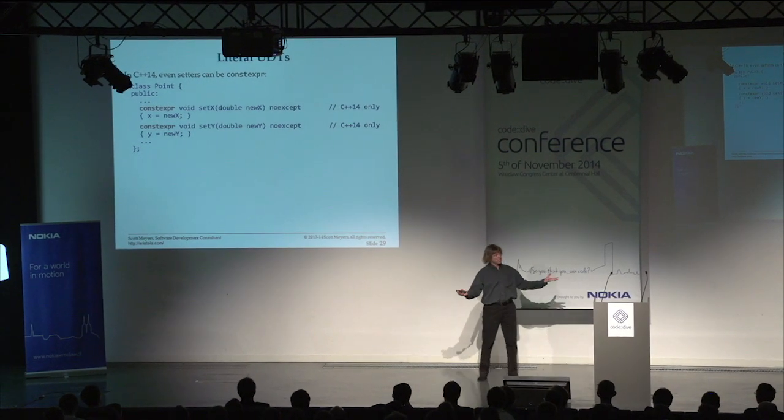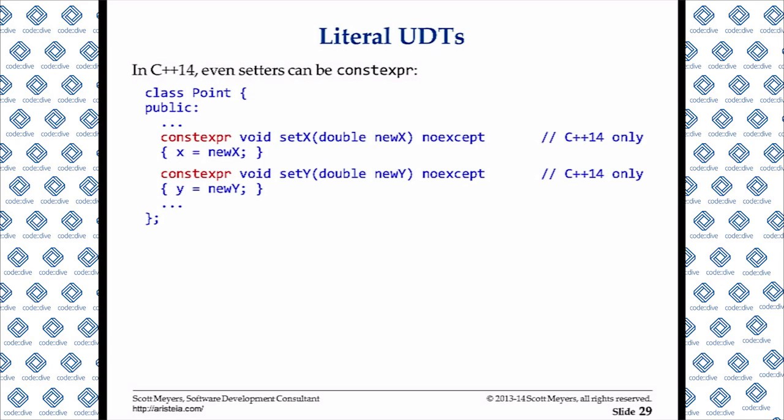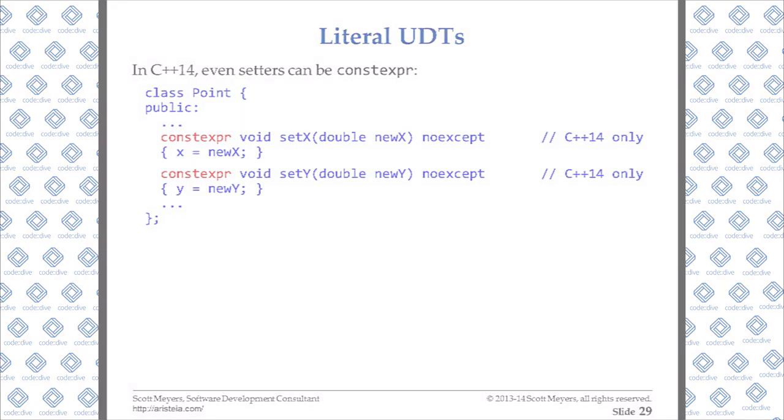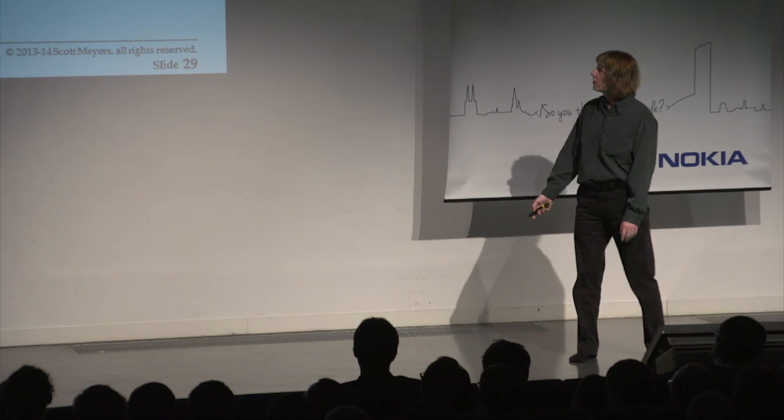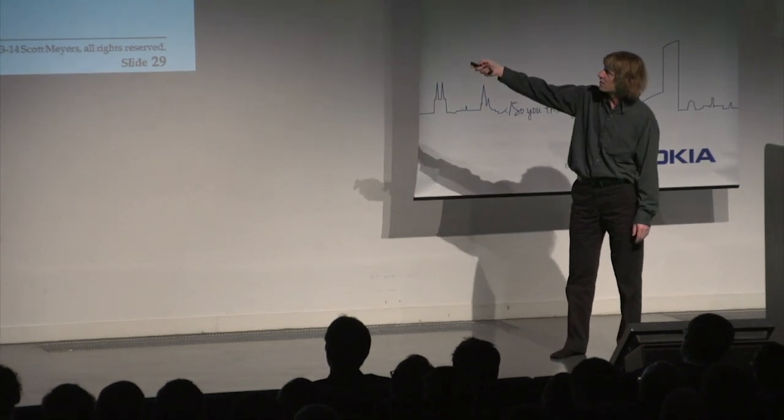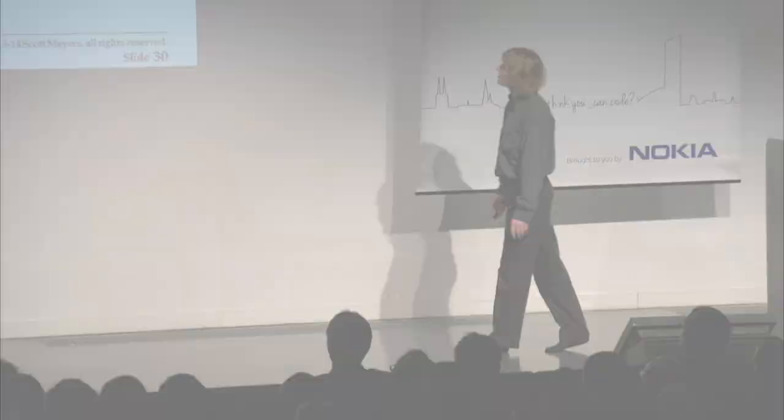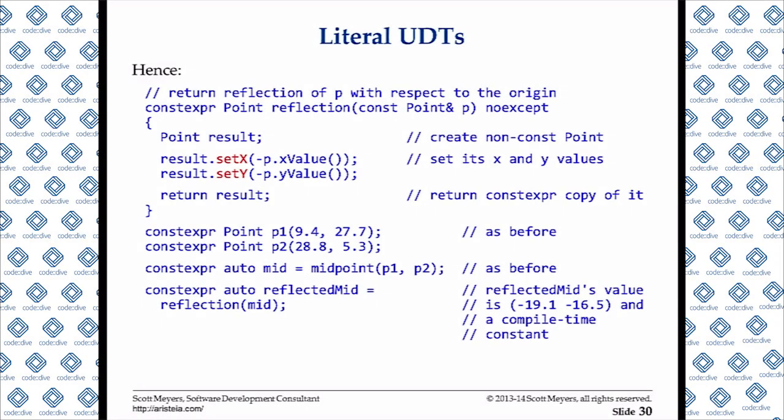In C++14, one of the really nice things is even the setters can be constexpr. So setX is constexpr, setY is constexpr. The reasoning behind this is, as long as the compiler can trace through the data flow to figure out all of these constant values, you can push it pretty much as far as you would like to. So these are now, I've got the setters, and once I've got the setters, this means I can write a constexpr function called reflection, which will return the reflection of a point P with respect to the origin.